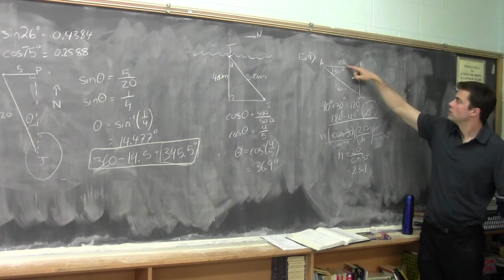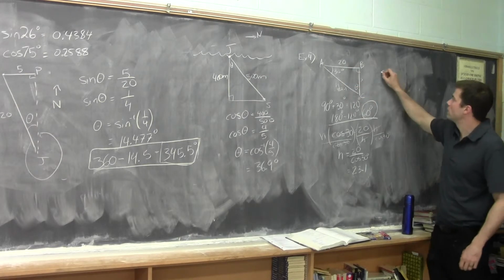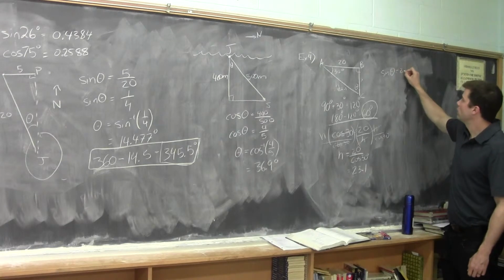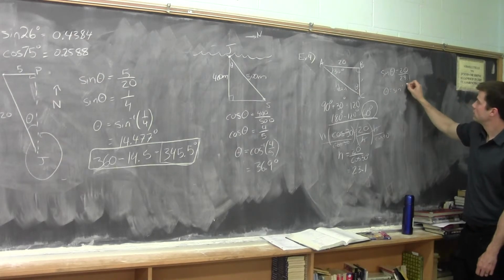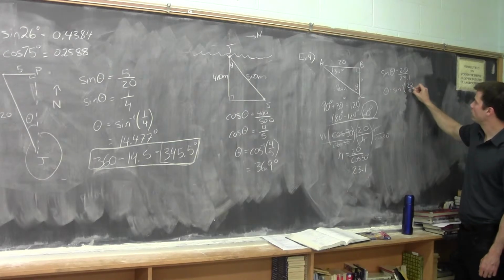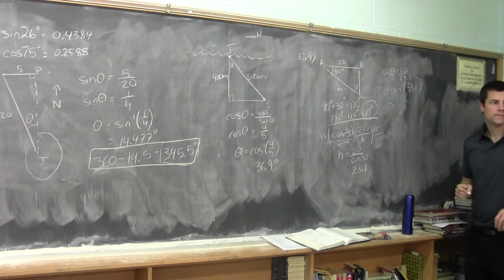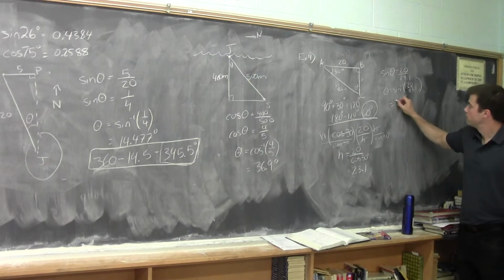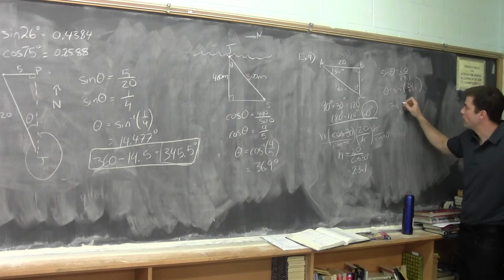So if I use opposite over hypotenuse, I'm going to use sine. So sine theta is equal to 20 over 23.1. Theta is going to be sine inverse 20 over 23.1, which is what? Nicholas? 59. Oh, 60, if you round it. 59.9.